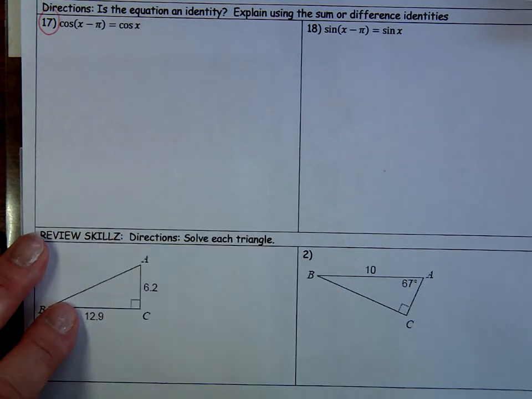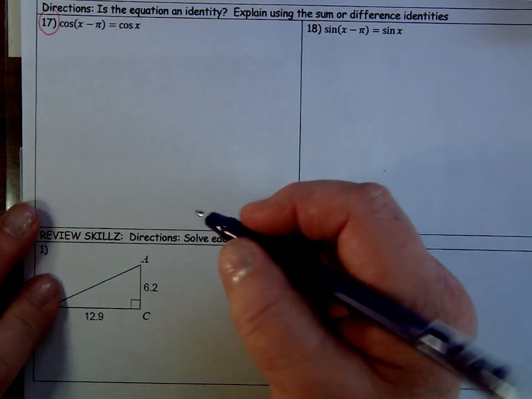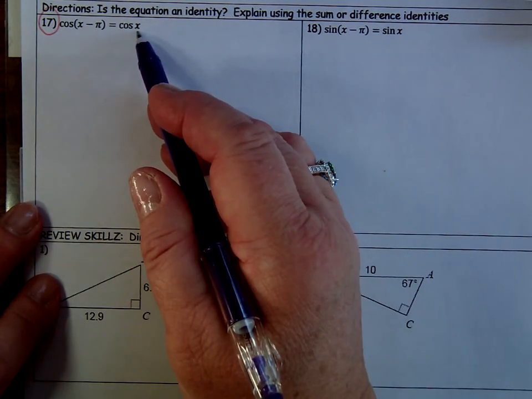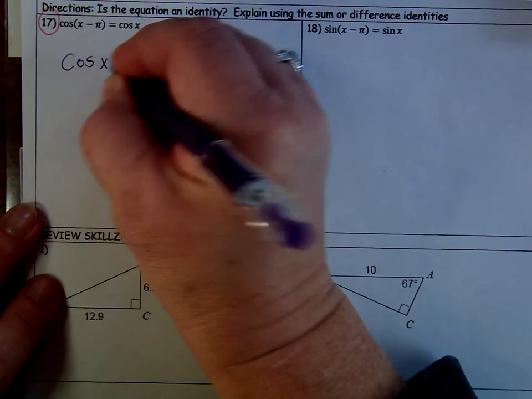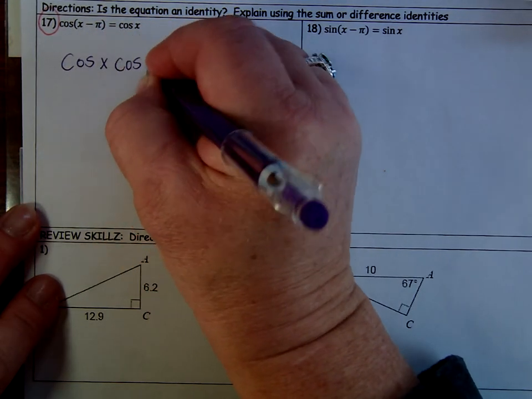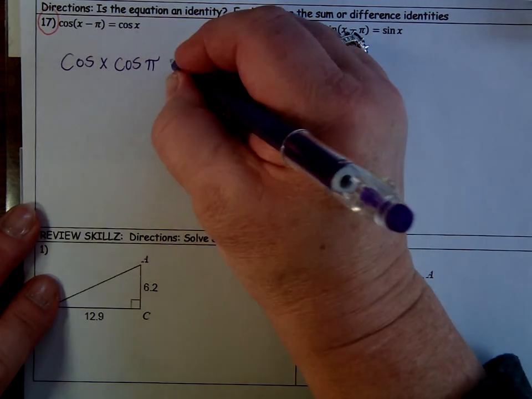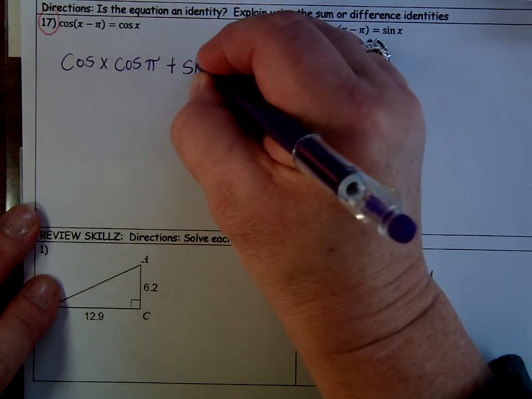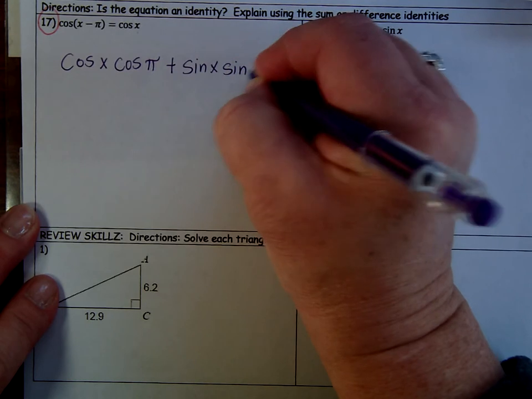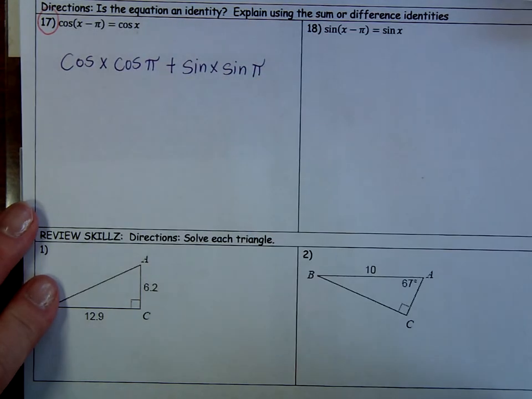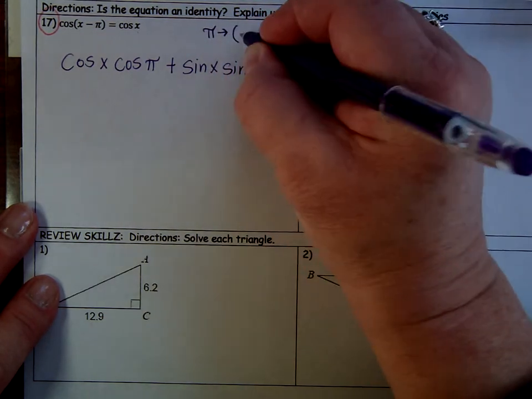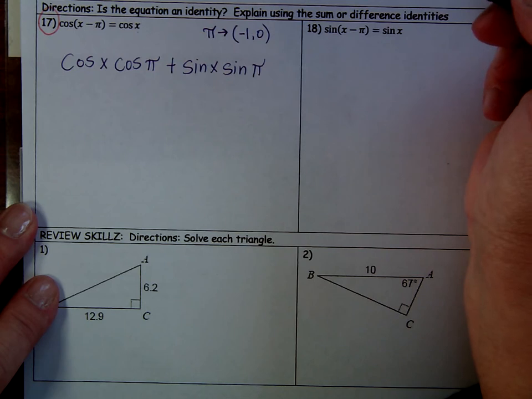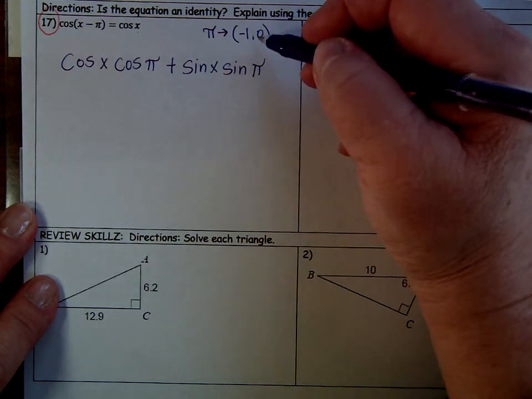So what you're going to do is expand the left-hand side. You can't do anything with cosine of x on the right, it's just cosine of x. So you're going to work on the left. If I expand this using my rules, cosine of x cosine of pi plus sine of x sine of pi. So I go to my chart or think about what the unit circle says for pi. At pi, I'm at the coordinate negative 1, 0. X is my cosine, y is my sine, and so I can fill it in.